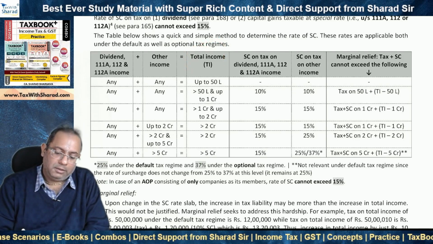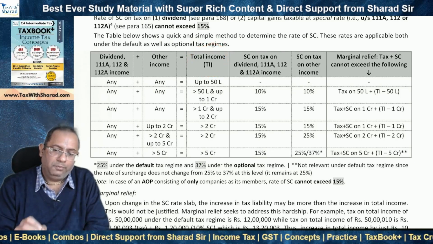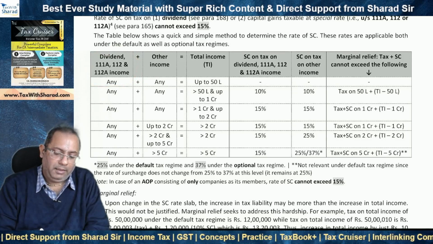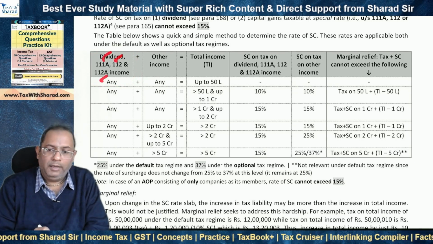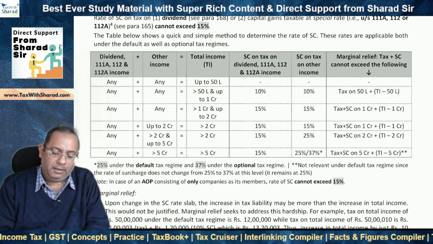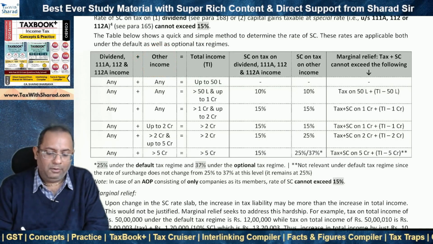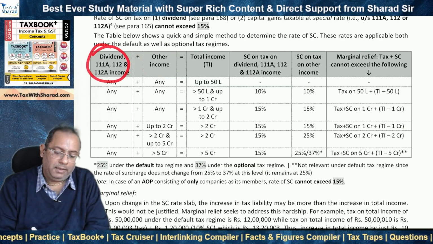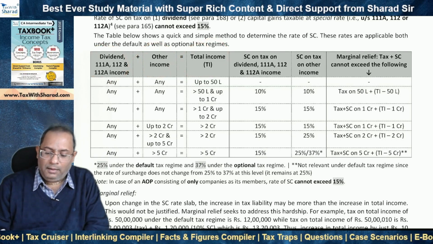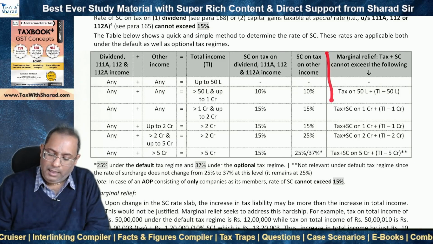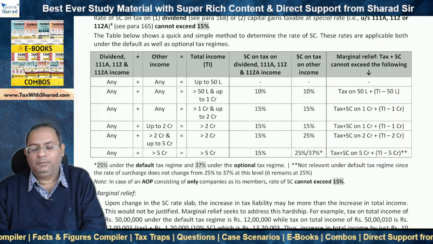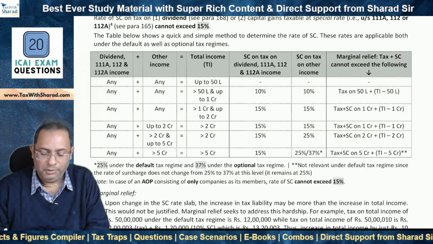So what we need to do is bifurcate total income into two portions. One is special income, that means dividend, 111A, 112 and 112A income. And the balance or the residual income becomes the other income or the regular income. Obviously, special income plus the other income is equal to total income. In this table, you will also see a last column devoted to marginal relief. We will not talk about this in this video because this is not the focus of this video.